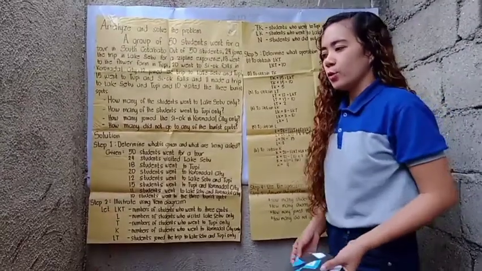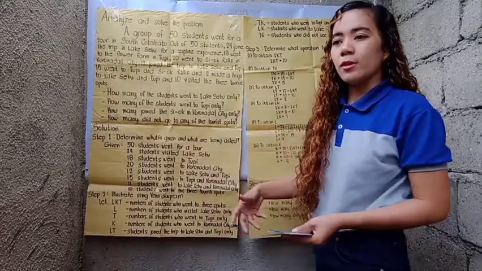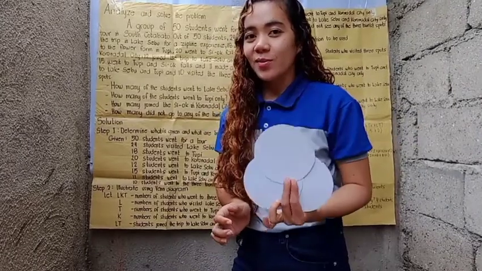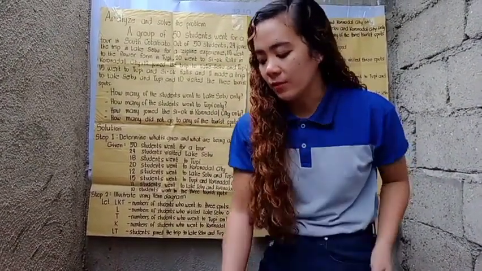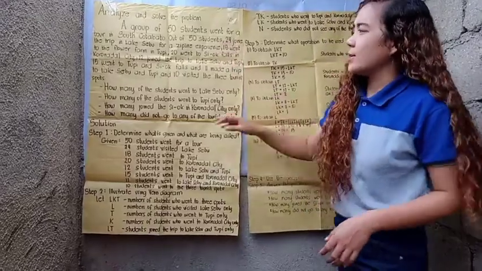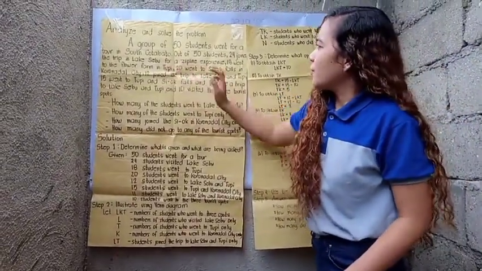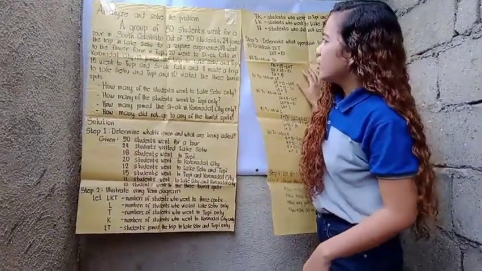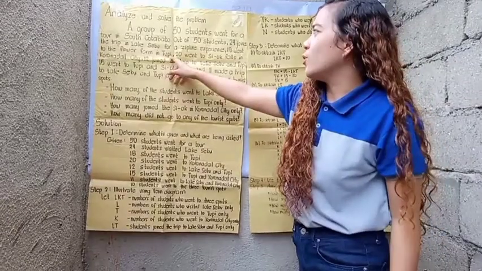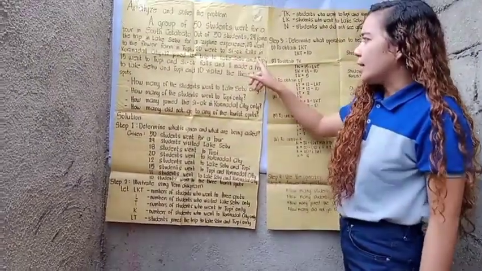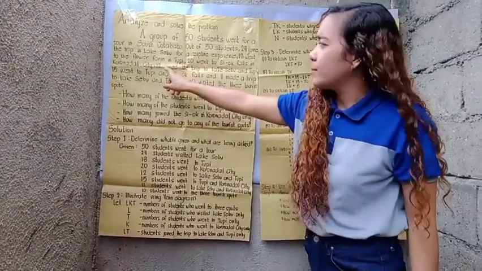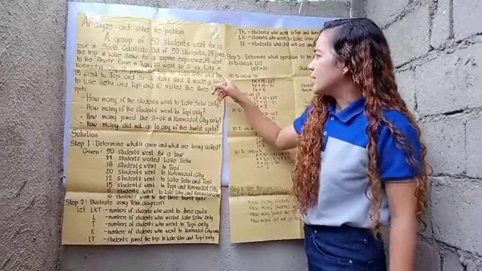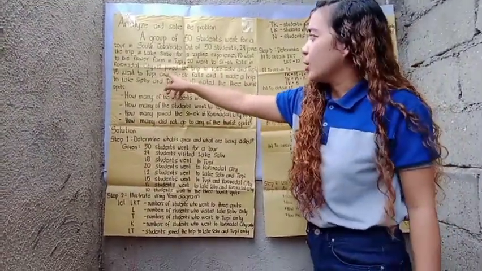Okay, class. So, this will be the last example, but this example will include 3 circles in the Venn diagram. So, we have to be attentive in listening. So, analyze and solve. A group of 50 students went for a tour in South Cotabato. Out of 50 students, 24 joined the trip in Lake Cebu for a zipline experience. 18 went to the flower farm in Tupay, and 20 students to Siok Falls in Coronadal City.